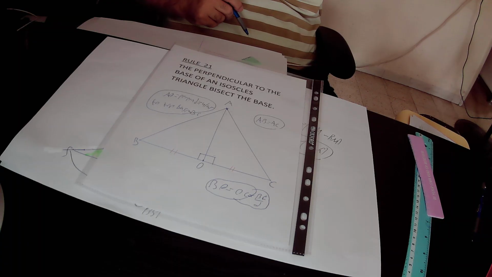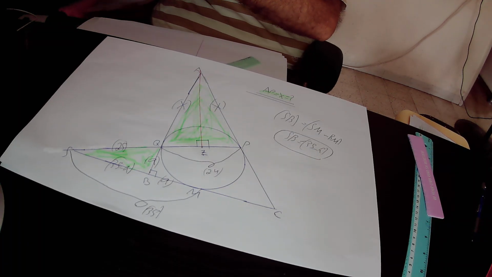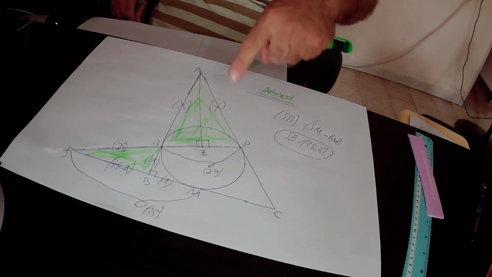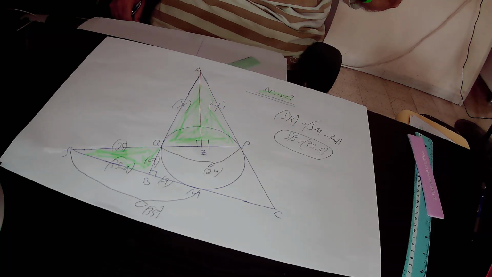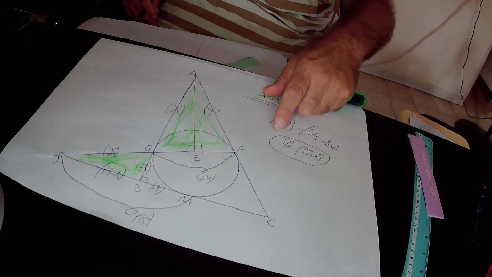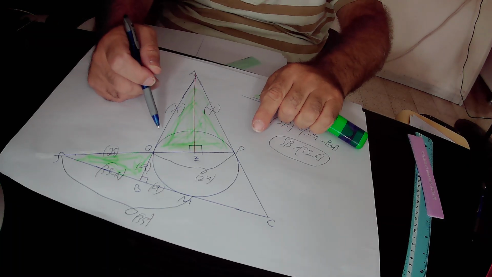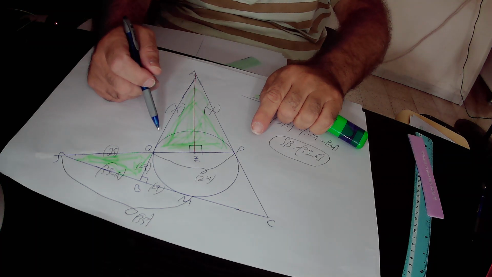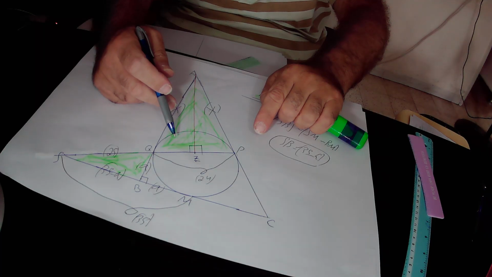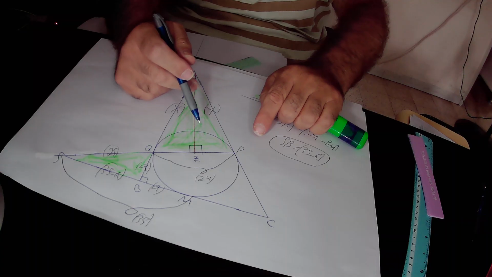So can we implement rule 21 in our drawing? In our drawing, the perpendicular AZ to the base QP bisects the base QP. So each half must be equal to QP over 2, of course. The first half QZ equals QP over 2. The second half of QP is also equal to QP over 2.